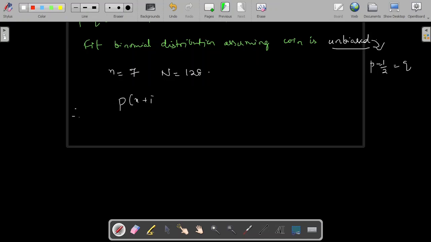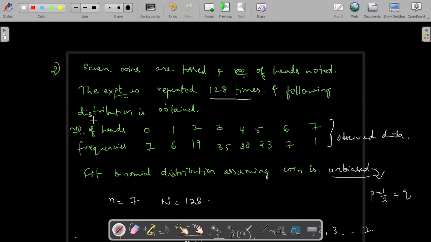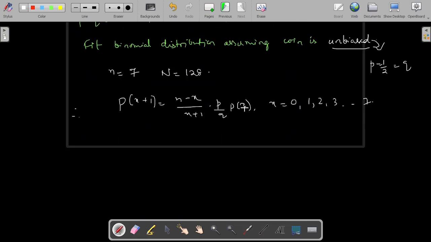P of x plus 1 equals (n minus x) by (x plus 1) into p by q into P of x. This is the recurrence relation. X equals 0, 1, 2, 3 and so on up to 7, because 7 coins are tossed, which means a coin tossed 7 times, and that experiment is repeated 128 times. Now using this recurrence relation, we can find P of 0. P of 0 is q power n, which is q power 7. So this is equal to 1 by 2 to the power 7, which is nothing but 1 by 128.